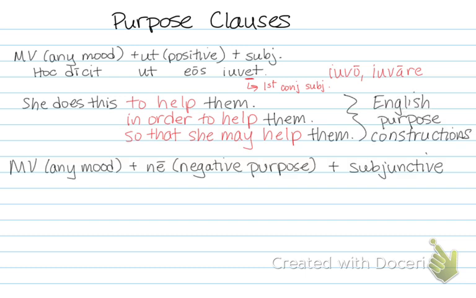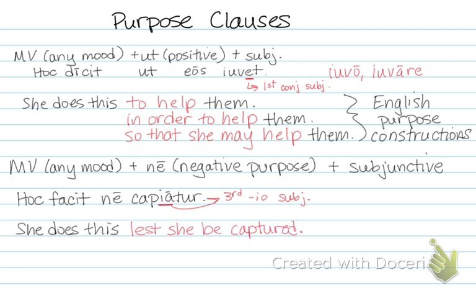If you want to do a negative purpose clause, then you do the main verb, again in any mood, plus ne, plus the subjunctive verb. So, hoc facit ne capiatur. The A is the subjunctive form for the third io conjugation. Translation is she does this lest she be captured. This is not an English word we use a lot anymore, but it means in order that not. So she does this in order that she not be captured. So this is a negative purpose clause with ne plus subjunctive. The end.